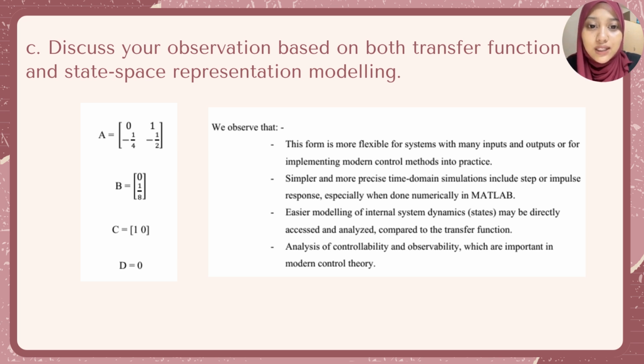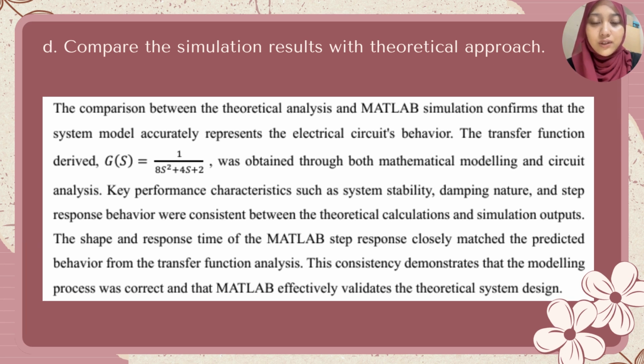Next is easier modeling of internal system dynamics, which may be directly accessed and analyzed compared to the transfer function. In state space, we can observe how the internal parts of the system behave, not just input and output. Then, analysis of controllability and observability, which are important in modern control theory. These two properties help us decide if we can fully control or observe the system, which is important when designing an advanced controller.